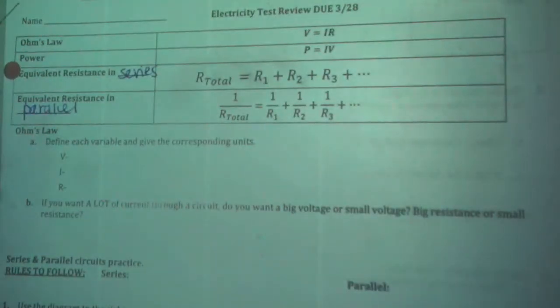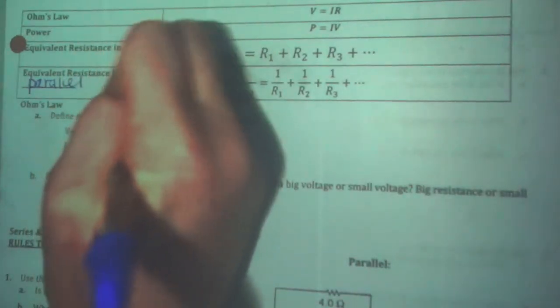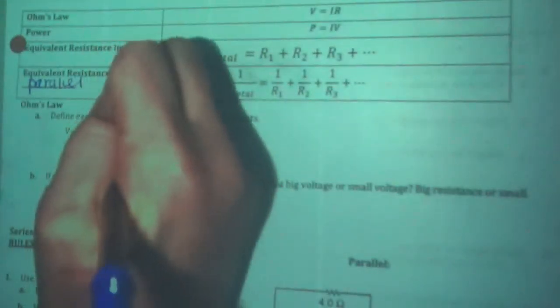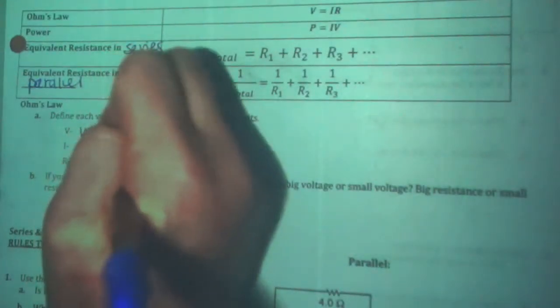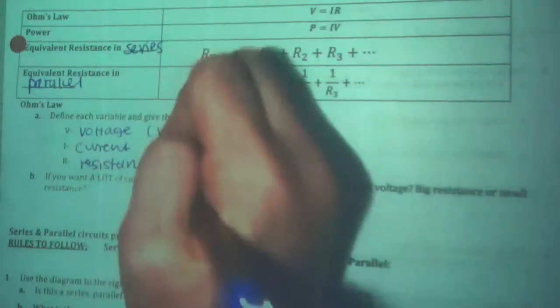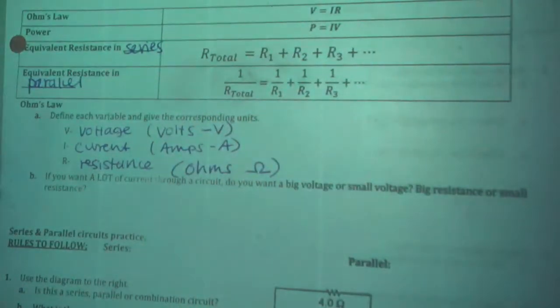Defining each variable, giving the correct units. So V stands for voltage, and we measure voltage in volts, or V. I stands for current, and we measure current in amps, or capital A. R stands for resistance, and we measure resistance in ohms, or this funky horseshoe looking symbol.